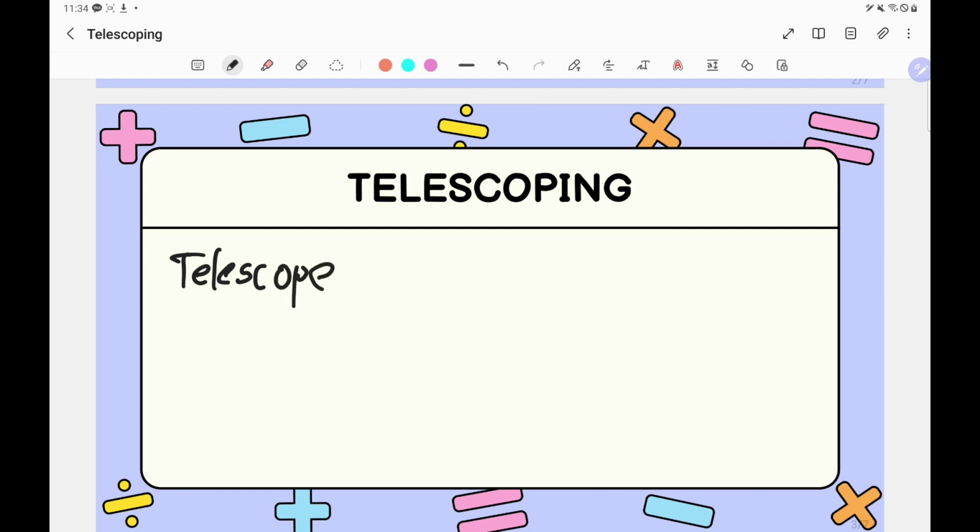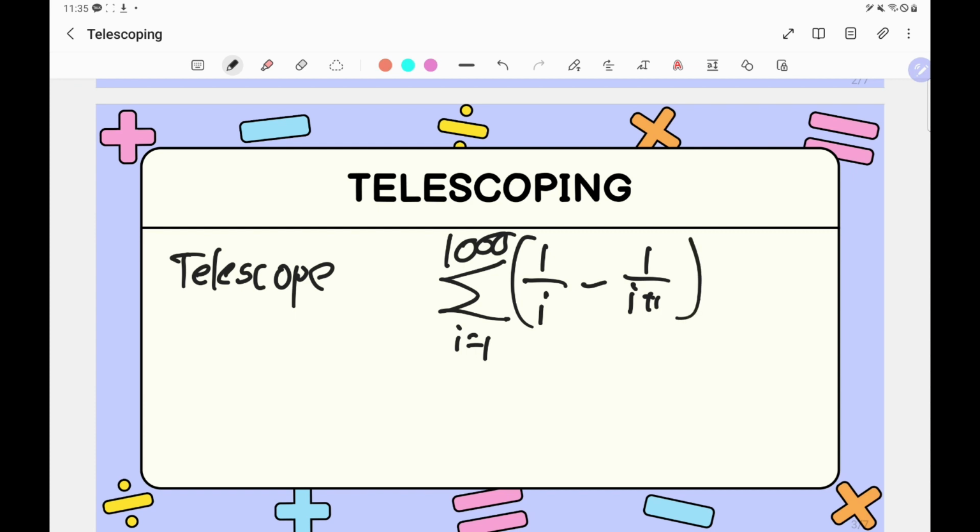You know what sigma is if you're grade 10, right? So let's go like sigma, i equals 1 to 1,000, of 1 over i minus 1 over i plus 1. Then, this is just a simple question.